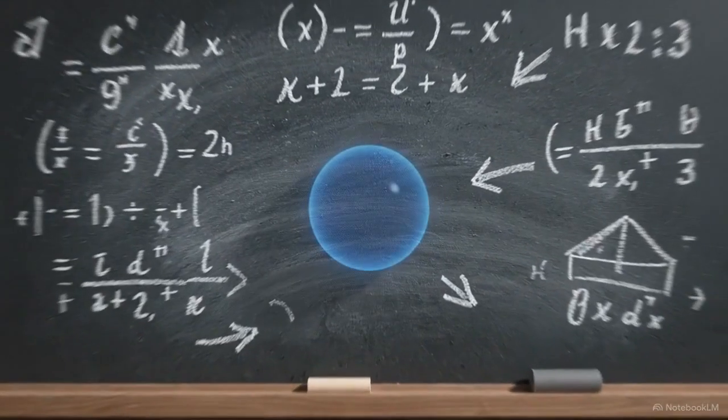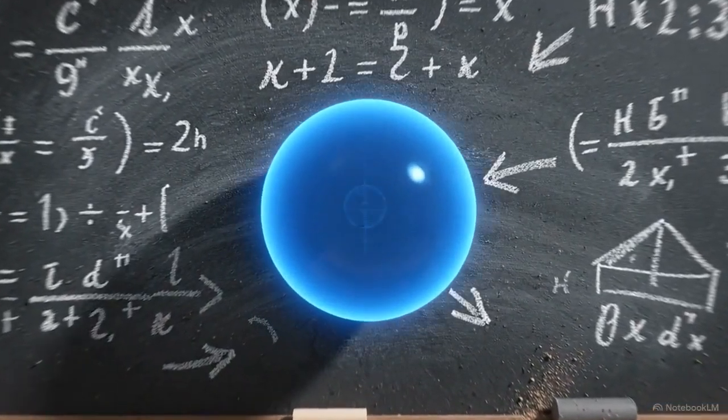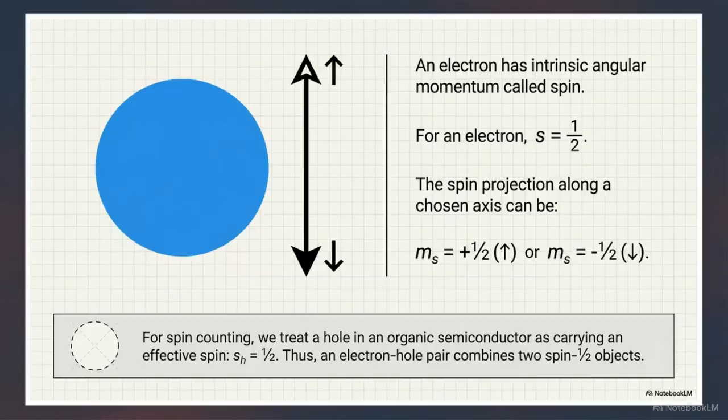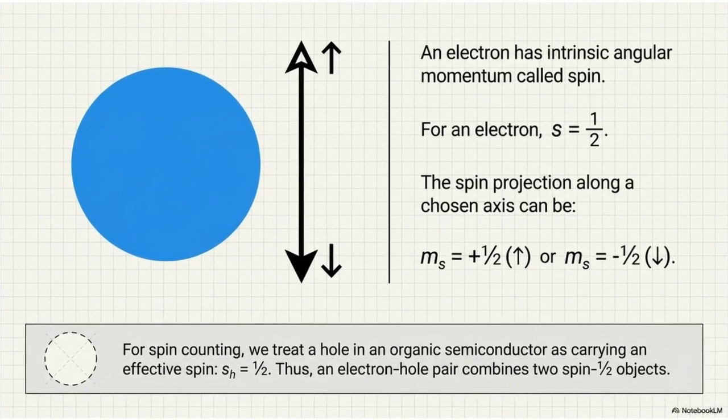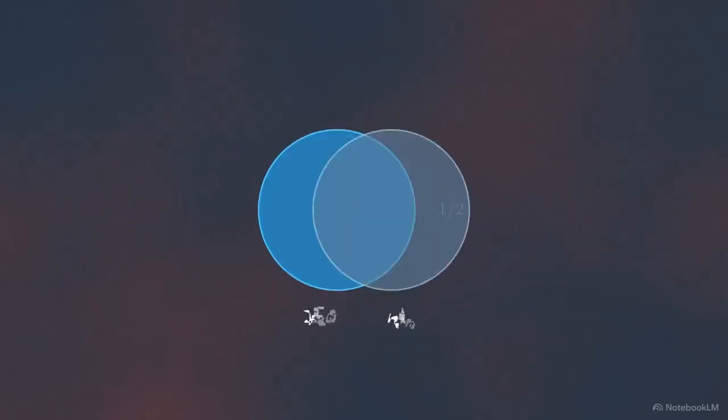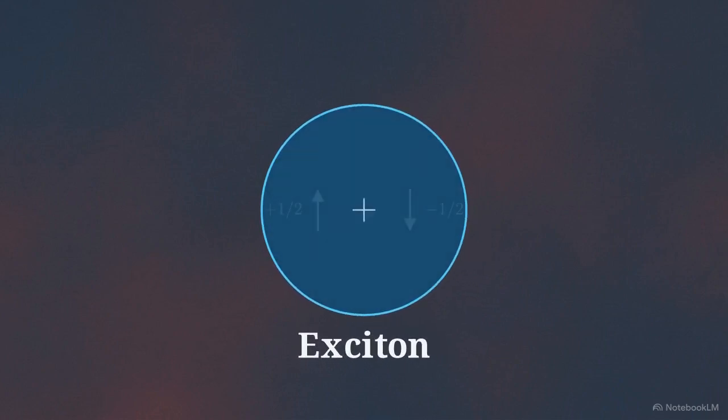To change this, we have to look inside the exciton itself, down to the level of quantum spin. This diagram breaks down the intrinsic angular momentum, or spin, of our particles. Both the electron and the hole behave as spin 1/2 objects. The spin projection along an axis can either point up, represented as plus 1/2, or down as minus 1/2. When an electron and a hole recombine to form an exciton, their individual spins add together.